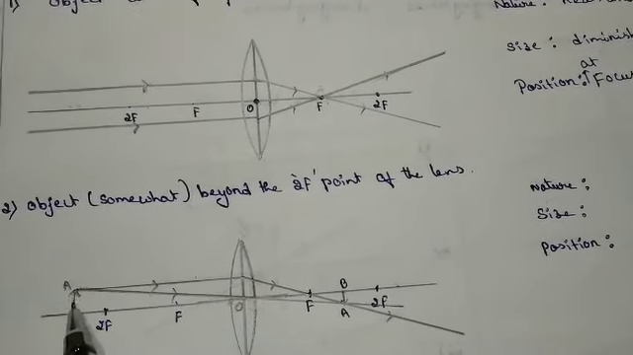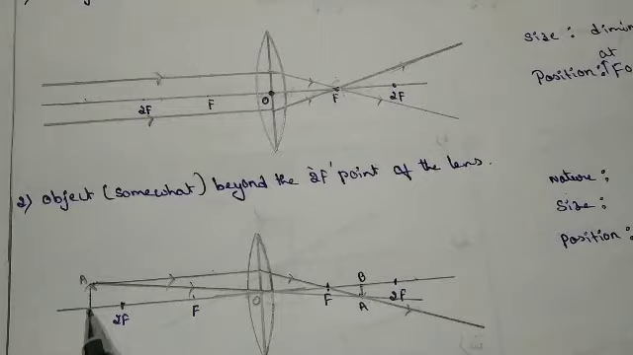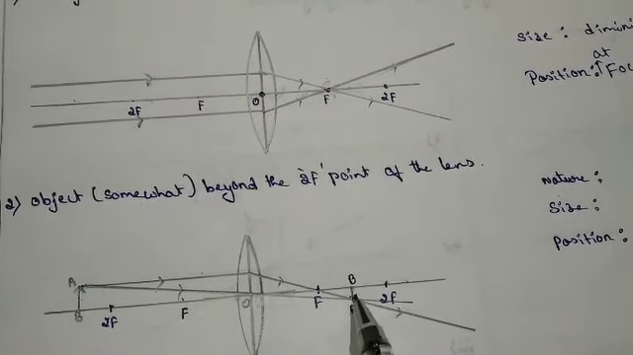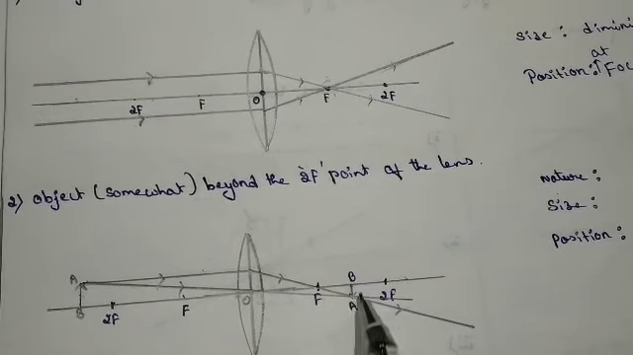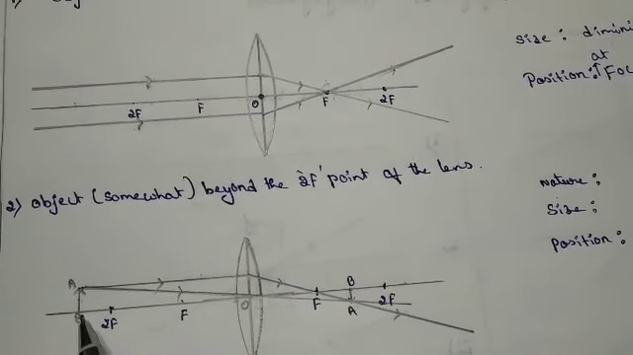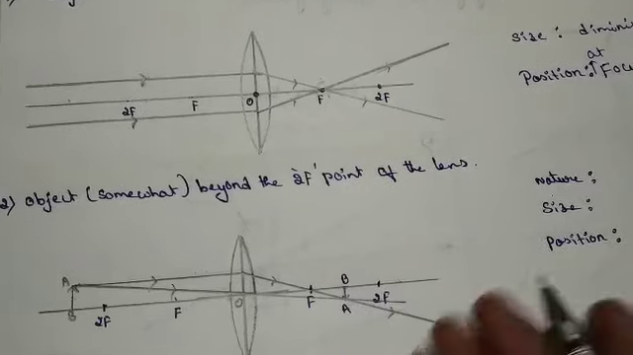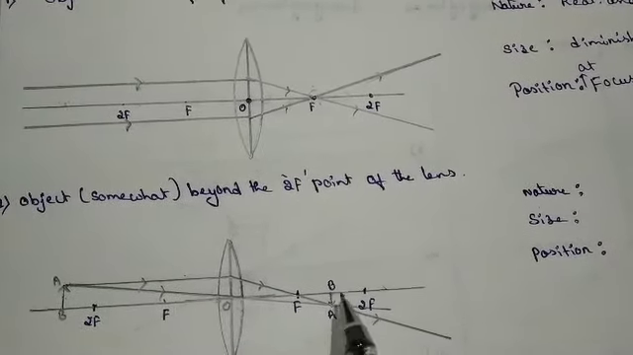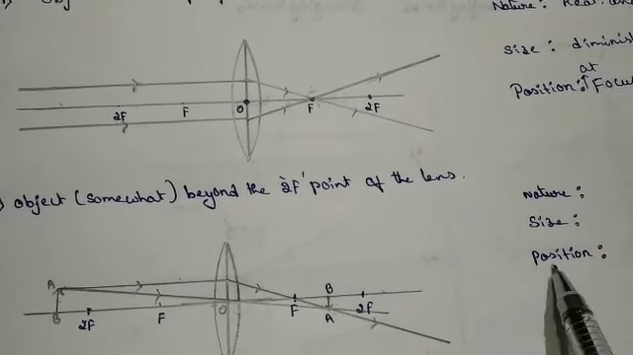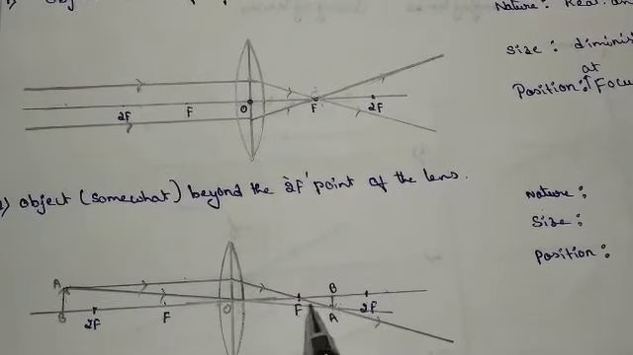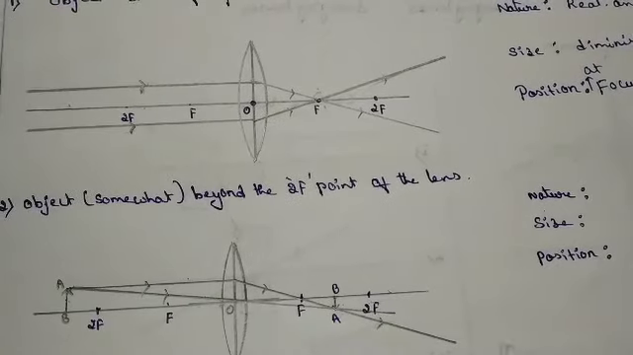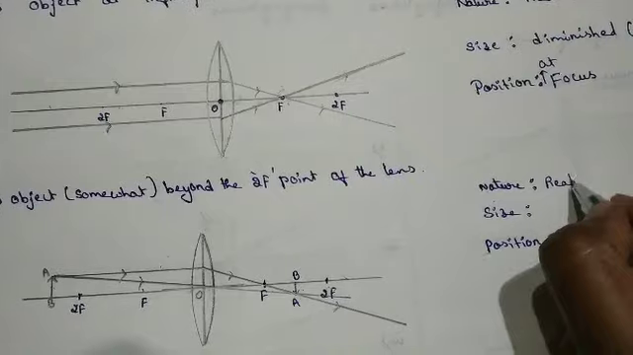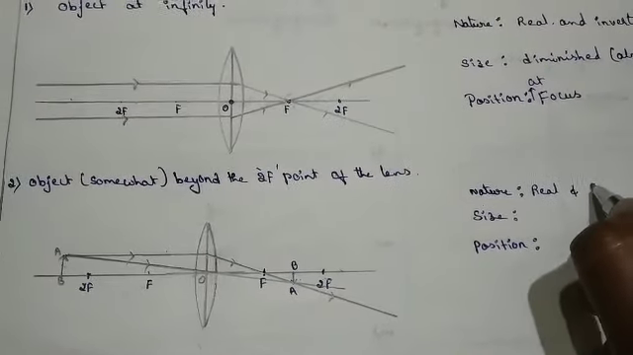So here you can see the height of the object is a little bit bigger than the height of the image formed, or we can say the height of the image is smaller than the height of the object. It is real and it is inverted. This is the nature. And size we can tell it is smaller, and position we can see it is in between f and 2f. So what is the nature? Real and inverted.